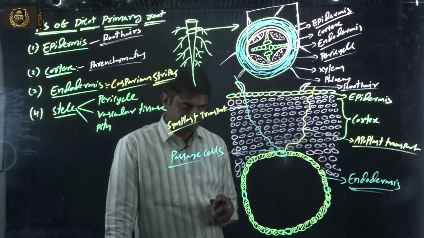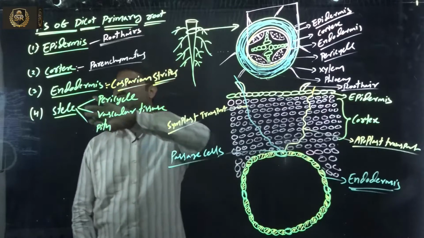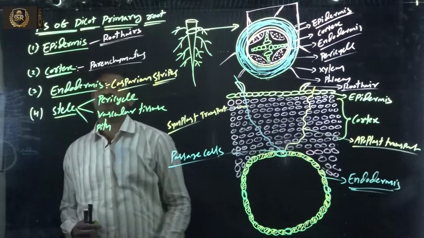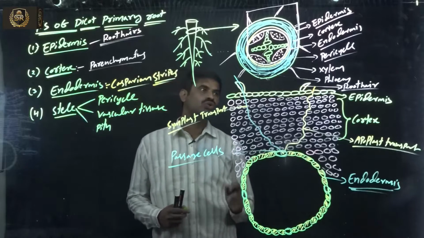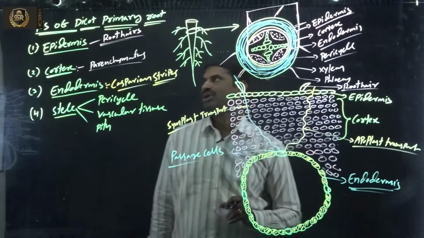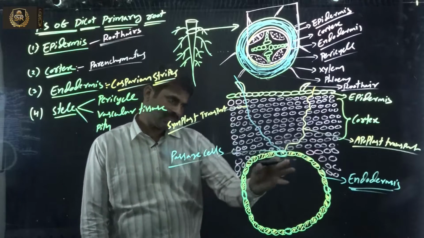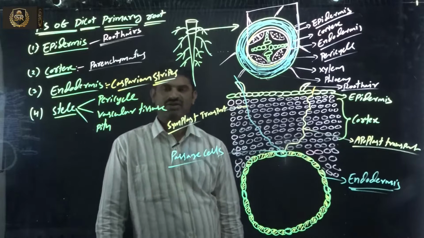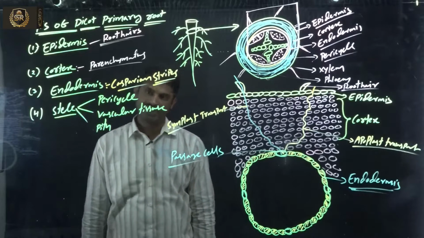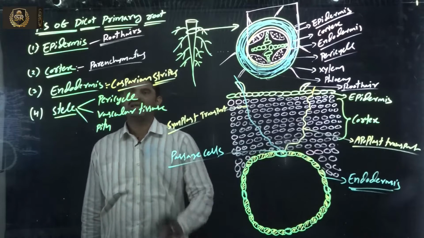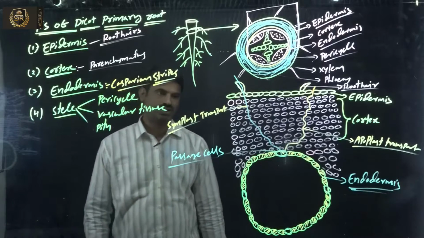Next one, these are all called the extrastelar part: epidermis, cortex, endodermis. Next one, the root epidermis, another name is epiblemma also. Next one, the stele is divided into three parts: pericycle, vascular tissue and pith.